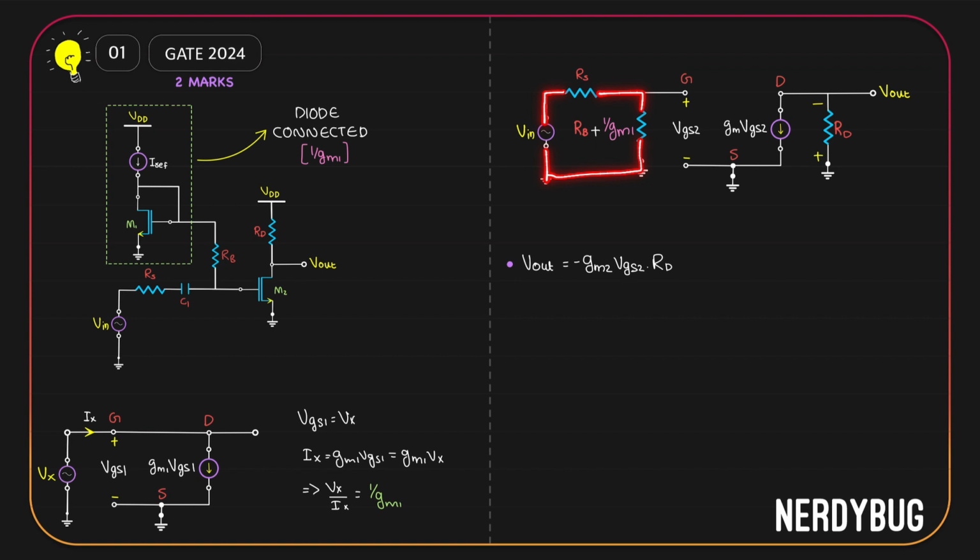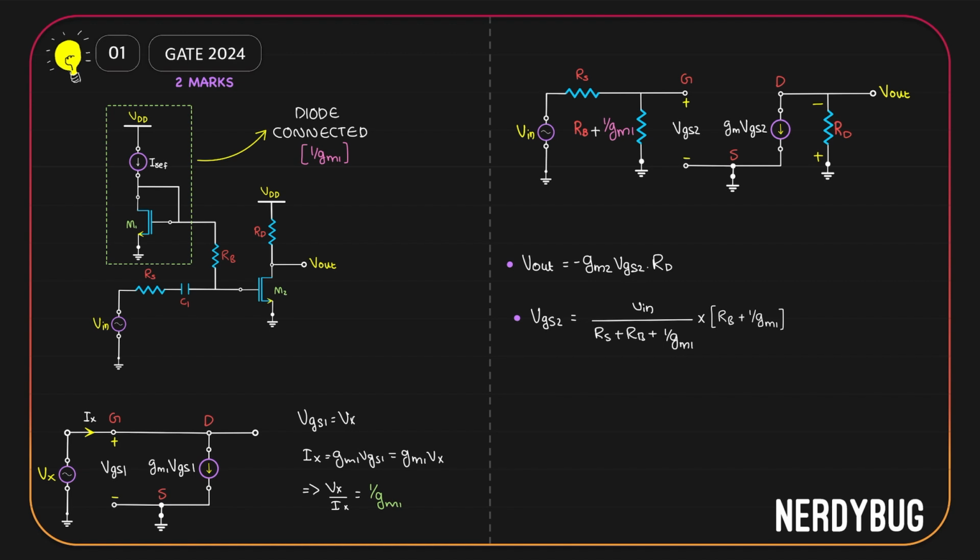you can see Vin is being divided between Rs and Rb plus 1 by gm1. So the potential drop across Rb plus 1 by gm1 can be calculated simply by using voltage division, and that will be equal to VGS2. Whatever gets dropped across Rb plus 1 by gm1 will be equal to VGS2. So we can write VGS2 is Vin divided by Rs plus Rb plus 1 by gm1, multiplied by Rb plus 1 by gm1.